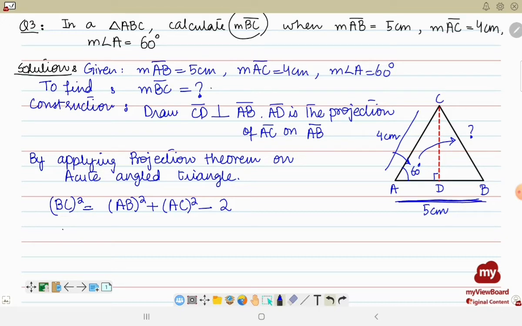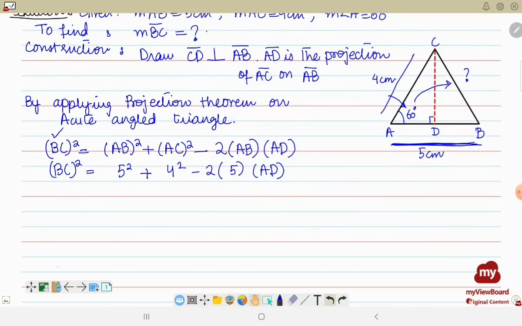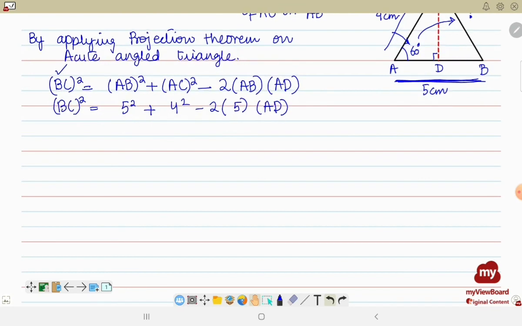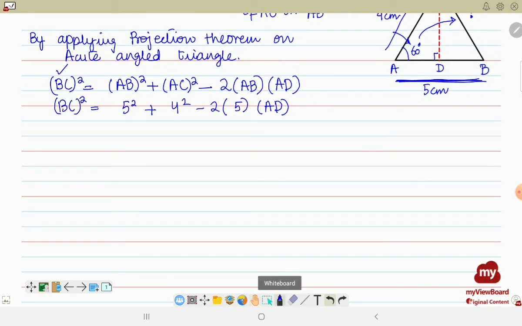So this is the side on which the rectangle will also be formed, and on this side, as you can see, we have also dropped our projection, right? So we are supposed to find out the value of BC. Let's insert the values. BC square as it is, the value of AB is given to us as 5, so 5 square, AC is given to us as 4 square, minus 2, AB is given to us as 5, and AD, the value of AD is unknown to us. So we'll be finding out the value of AD first, so that we can insert it in this equation, and we'll find out the value of BC.